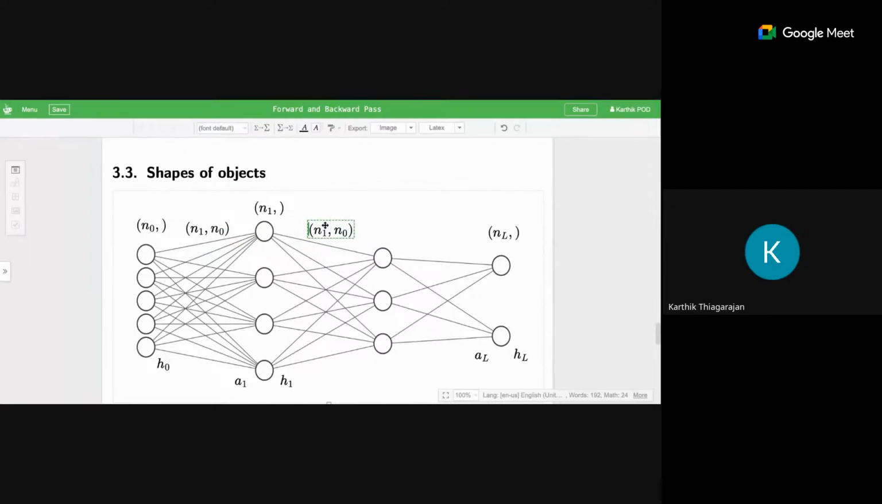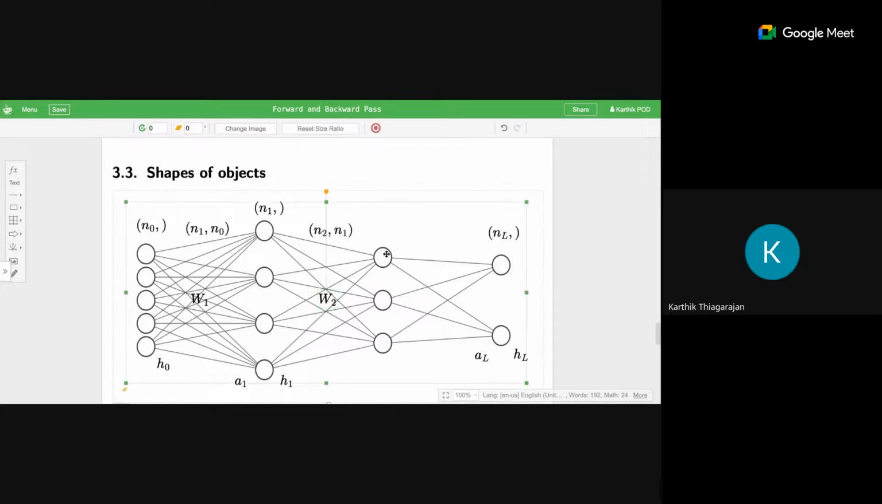Likewise, this will be N2 cross N1. So we'll call this matrix W1, and this W2. Remember that the subscript represents the layer on the right. So this is layer 1, right? W1 will correspond to the connections from layer 0 to layer 1. Likewise, W2 will be layer 1 to layer 2.